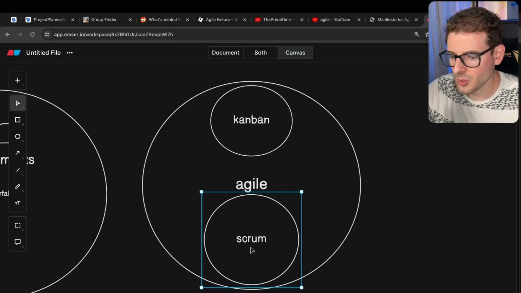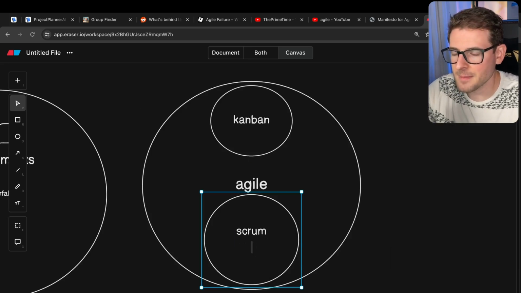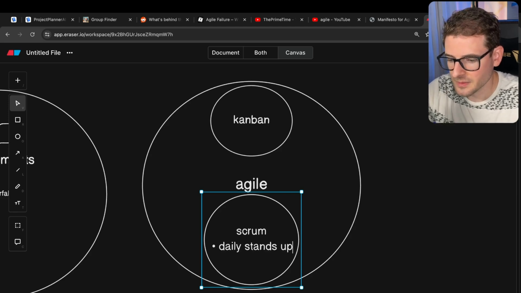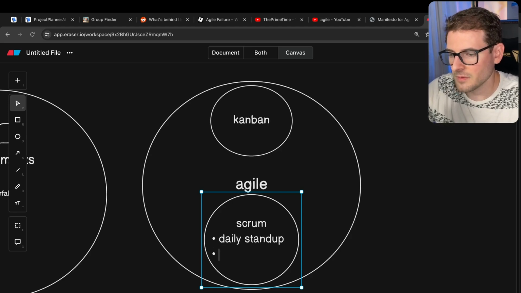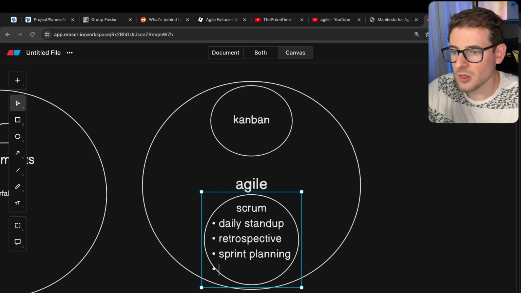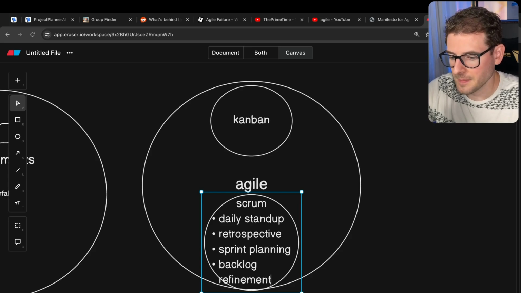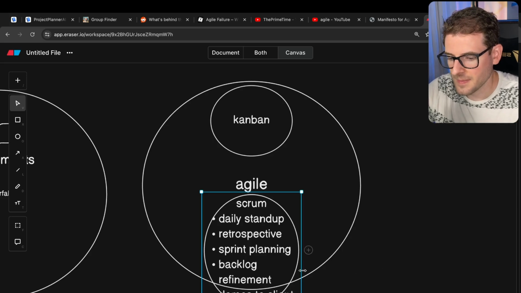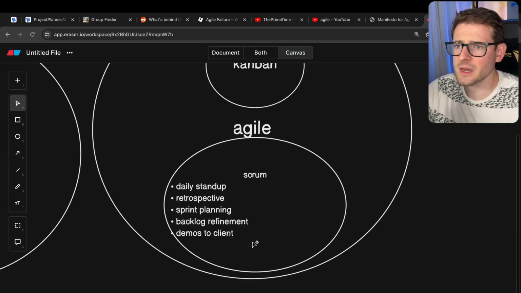Let's talk about Scrum real quick. Scrum is the one that typically gets the bad rep and people complain about it, right? This is the one that involves daily stand-ups. It involves a retrospective. It involves sprint planning, backlog refinement, and then demos to clients. Okay. There might be some other things. This is basically what a lot of companies do, right?